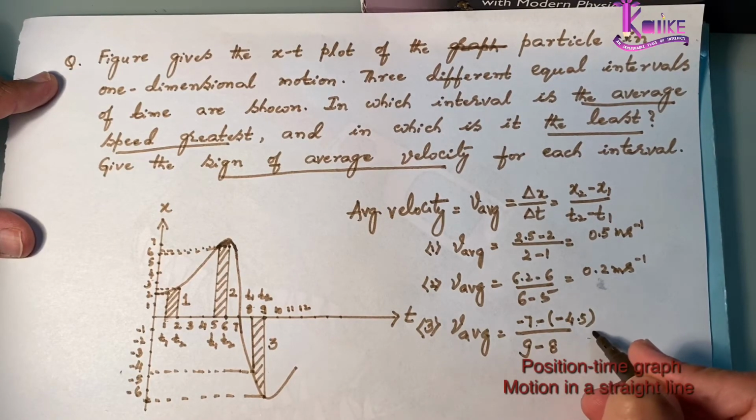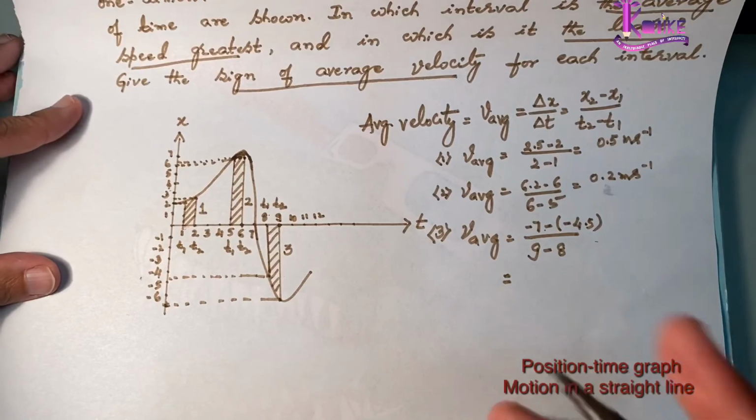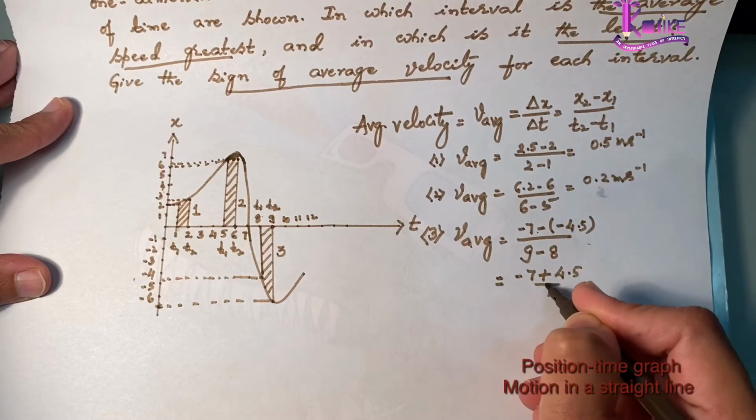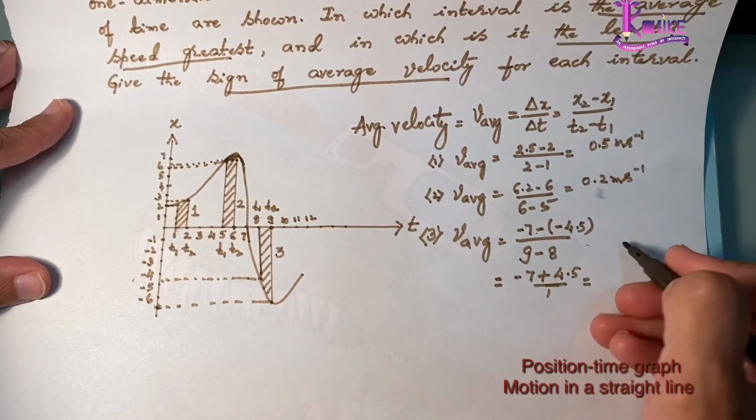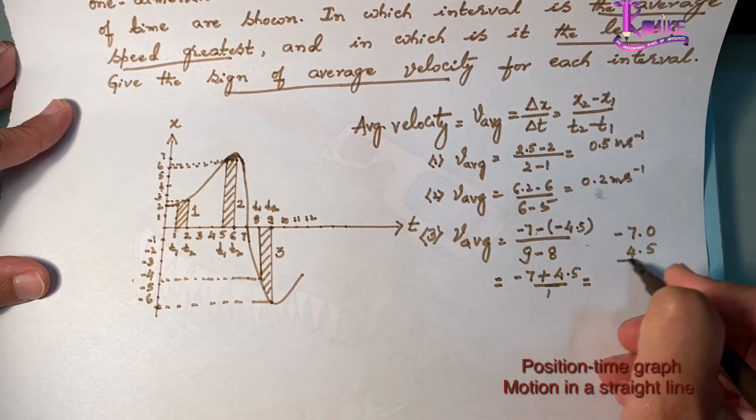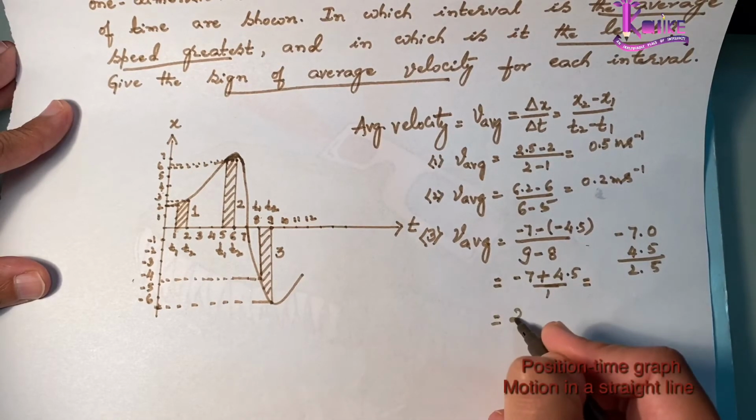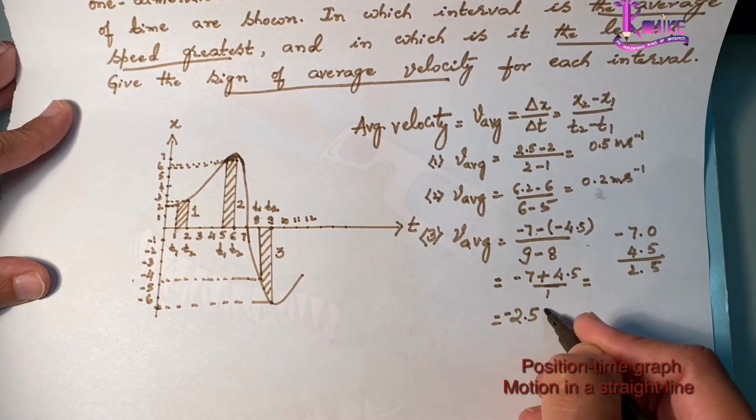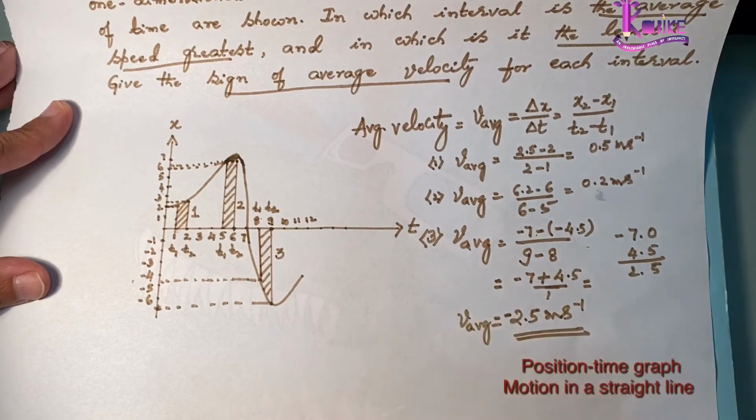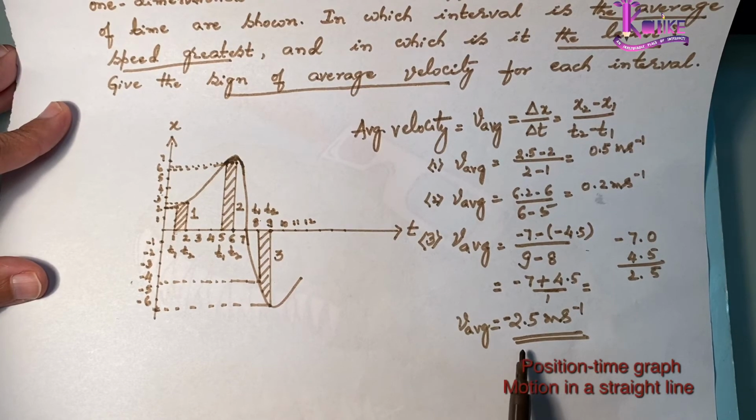So that will be minus 7 plus 4.5 divided by 1. If you just divide this, it's minus 7.0 and 4.5, so you have 5, which gets reduced, so you get 2.5. So the answer is 2.5, with the minus sign, remember, minus 2.5 meter per second. That tells you that there is a change in direction of the particle. The negative sign just indicates a change in direction of the motion of the particle.